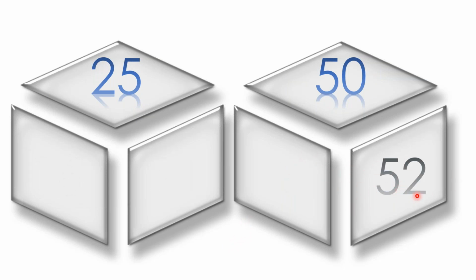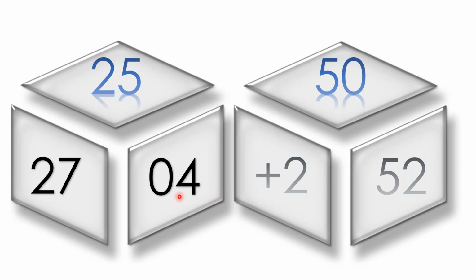Okay. Now what is 52? The difference from 50 to 52 is plus 2. So I have to do plus 2: 25 plus 2, I'll be getting 27. Then 2 square is 4, so I'll be writing it as 04. So my answer is 2704.